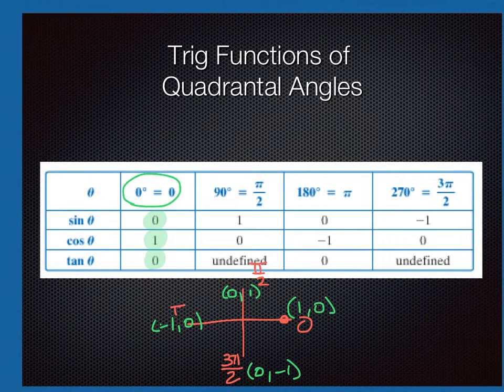At 90, at the top, the sine, which is the y, is 1. Cosine is 0. And the tangent, 1 over 0, would be undefined. At 180 on the left, the sine, which is the y, is 0. The cosine, which is the x, is negative 1. And the tangent, 0 over negative 1, is 0. And the last one, 270 on the bottom. Now you're moving down 1, so the sine, which is y, is negative 1. The cosine would be 0, and negative 1 over 0 would be undefined.